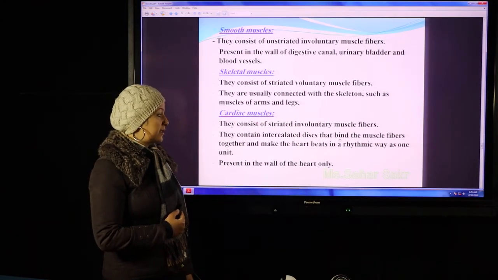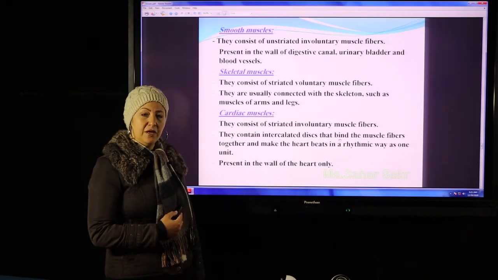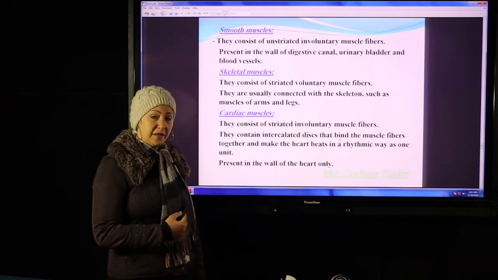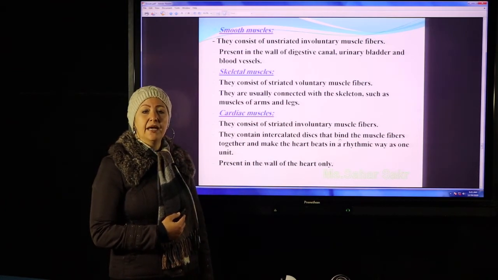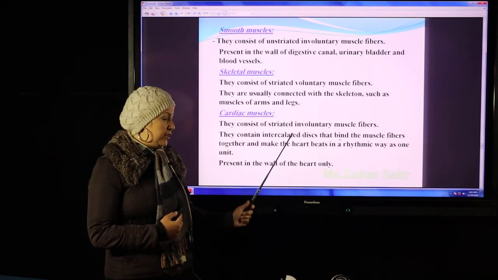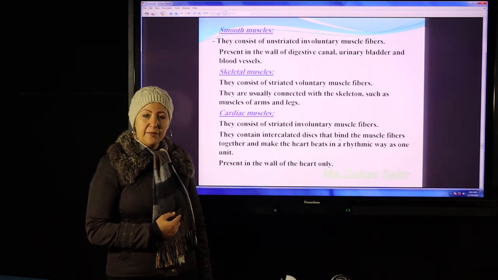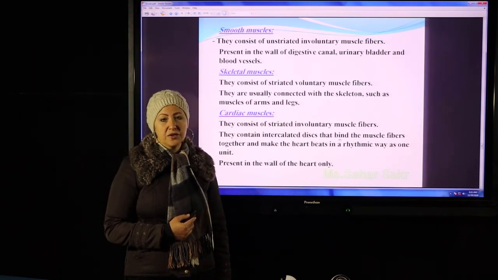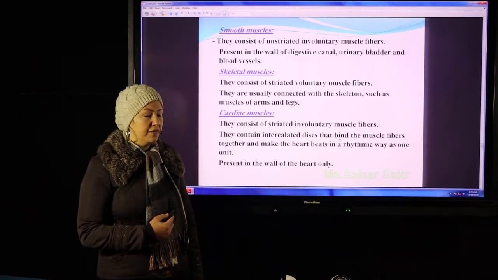Third type of muscle, cardiac muscle. They consist of striated involuntary muscle. Striated means this type of tissue contains actin and myosin protein, alternating with each other. And involuntary means this type of tissue contracts and relaxes not under the control of your body, without the control of your body.